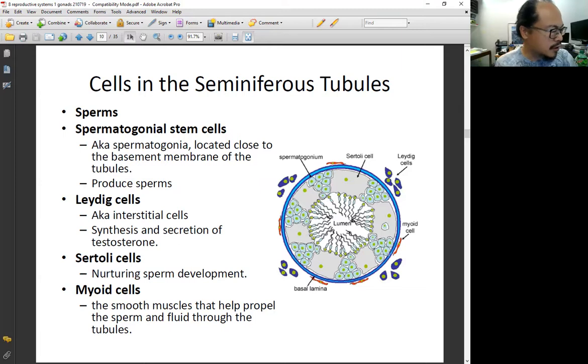And in addition to that, we also have some muscle cells, myoid cells, to propel the sperm movement from the seminiferous tubule into the Vas Deferens and away to the uterus and propel its movement.